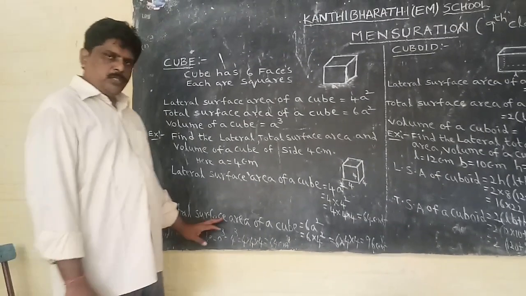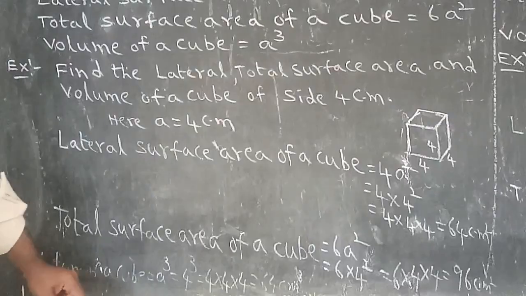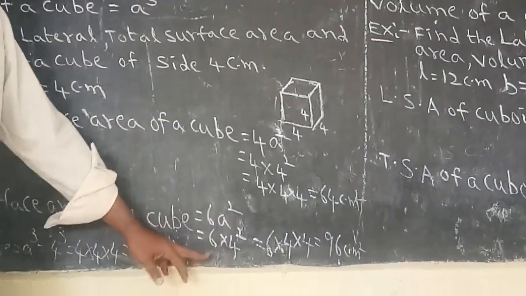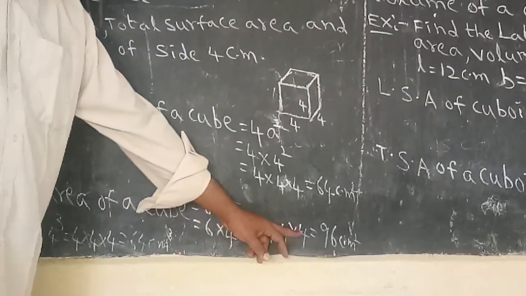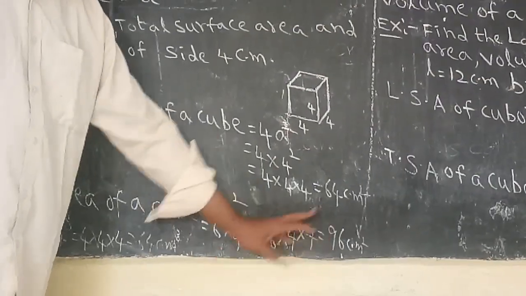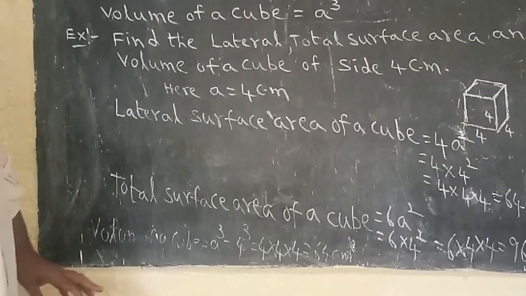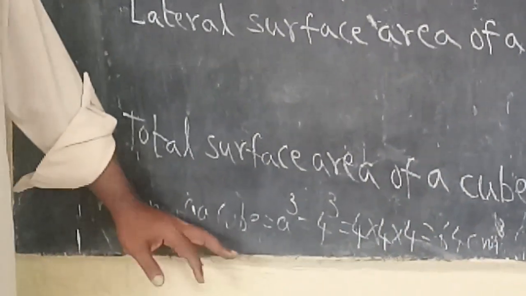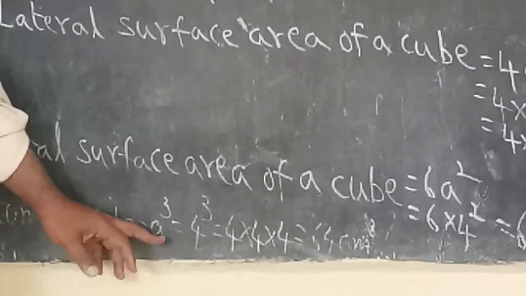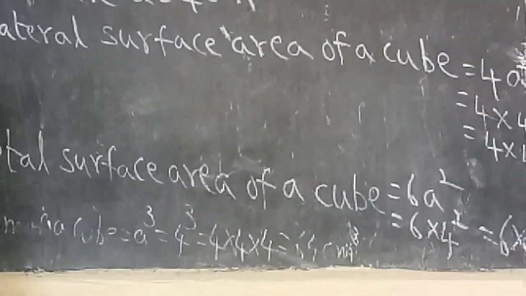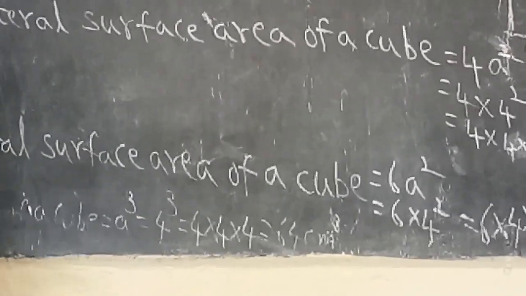Next you have to find the total surface area of a cube. The formula for total surface area of a cube is 6a square. So you have to put the value 4 in the formula: 6 into 4 square, that is 6 into 4 into 4. That is 4 fours are 16, 16 sixes are 96 centimeters square. So our total surface area of the cube is 96 centimeters square. Next, find the volume of a cube. The volume of a cube formula is a cube. So you put the value of a as 4, that is 4 cube, so 4 into 4 into 4. 4 fours are 16, 16 fours are 64. So the volume of the cube is 64 centimeters cube.